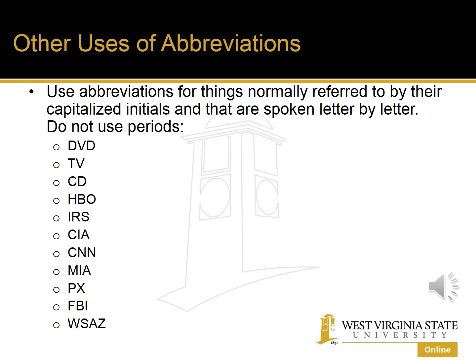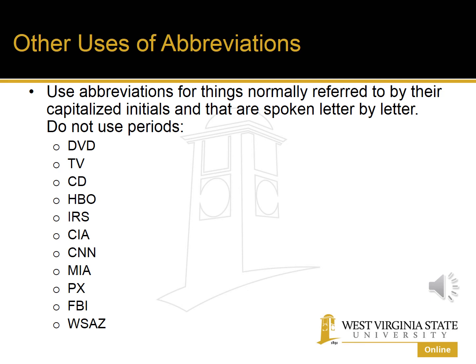Another rule for abbreviations is a list that we have here that is by far incomplete, but some of the more common things you'll see here. Using abbreviations for things normally referred to by their capitalized initials and that are spoken letter by letter. And these things we generally do not use periods. A lot of them are acronyms, but they're used in common English so that we know what they are, and we can use these abbreviations freely.